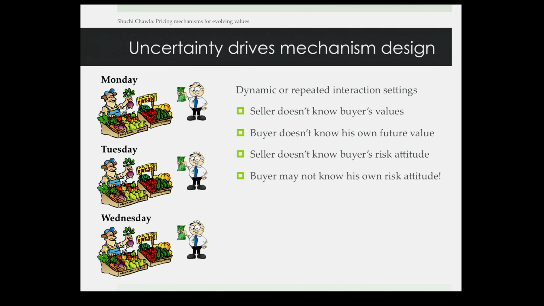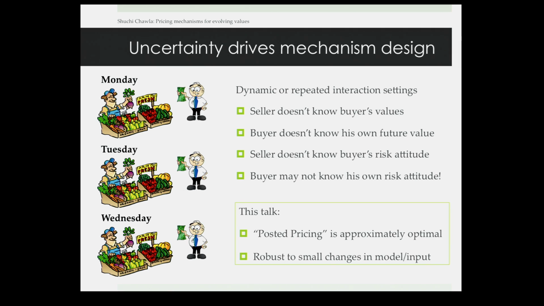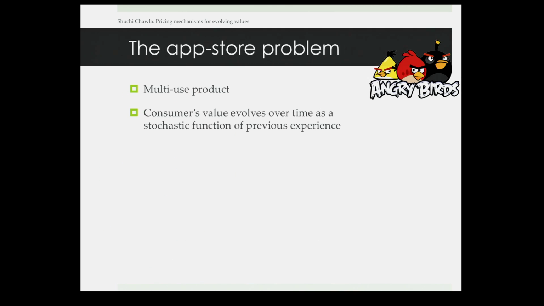Okay, and so this is one way in which uncertainty creeps into the system. And the thrust of this talk is that in this kind of setting, it can be possible to design mechanisms, and again, these are going to be posted pricing type mechanisms that are robust to this sort of uncertainty about the behavior of the buyer. Okay, so that's the main message.